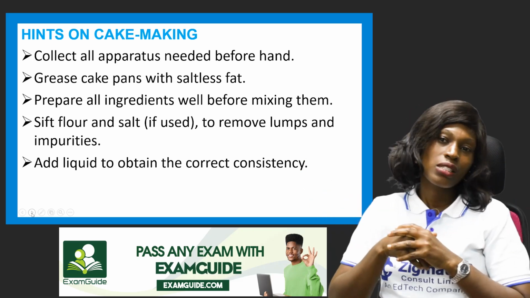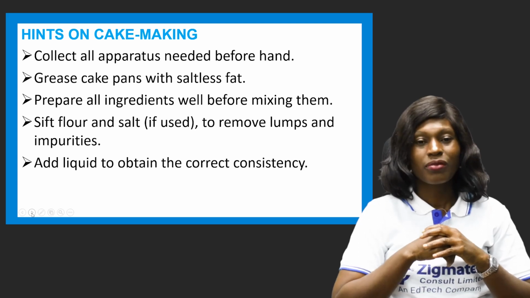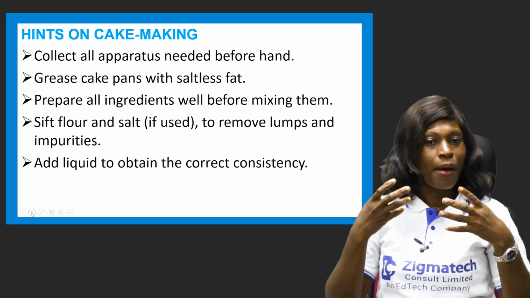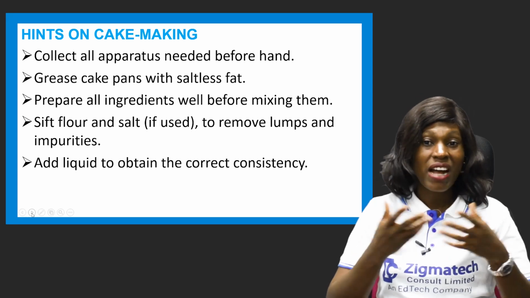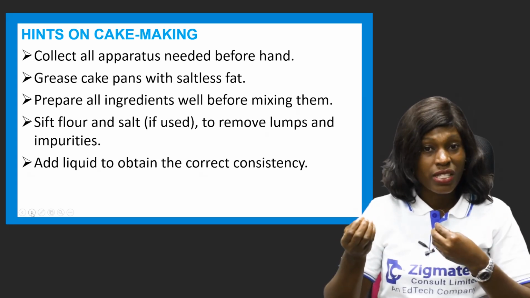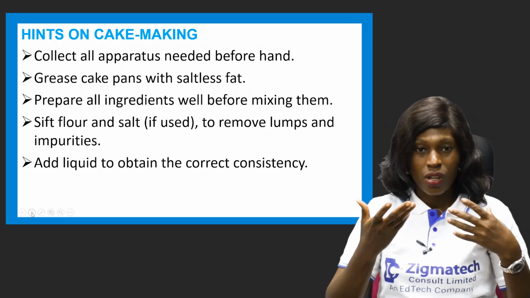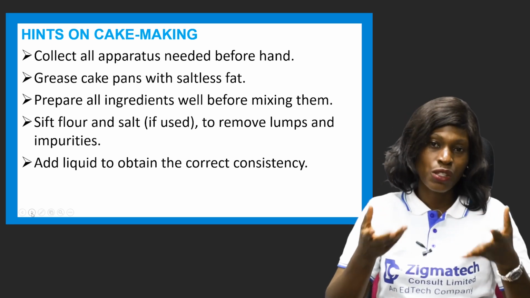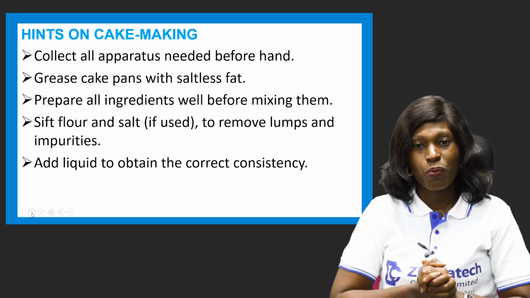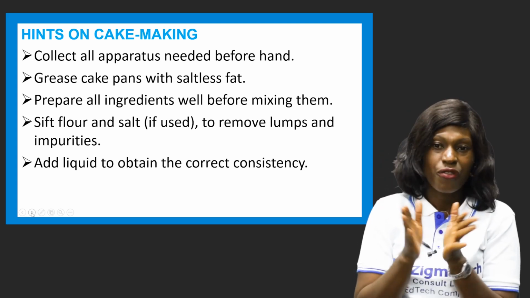Now, you need to grease cake pans with a little fat or butter. When you are making your cake and you have your pans, today we have parchment paper. After greasing, you can use your parchment paper to cover the pan so it doesn't stick or get burnt. But if you don't have parchment paper, you can grease your cake pans with a little fat.